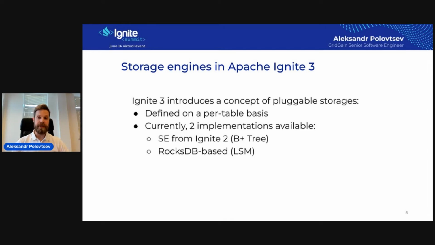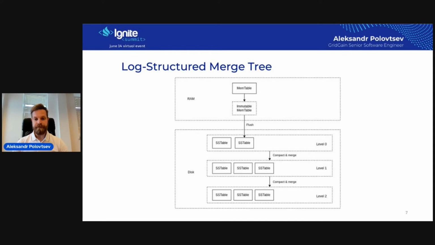RocksDB is a popular persistent key-value store which is built on top of a data structure called log structured merge tree, or LSM. Let's have a quick look at what it looks like. So in RocksDB, every write first goes into a sorted in-memory data structure called a memtable. After the memtable size exceeds a certain threshold, it gets copied into an immutable memtable, and later gets flushed to the disk by a background process.